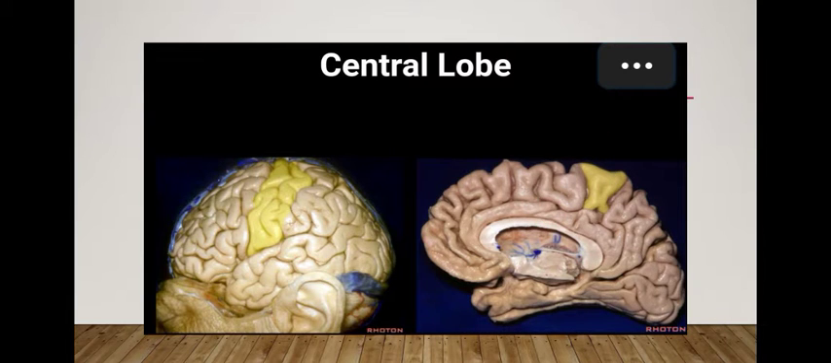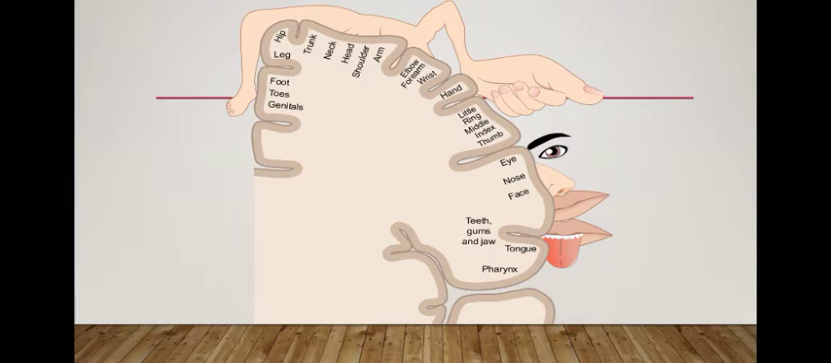So what's the significance of the precentral gyrus and the postcentral gyrus? The precentral gyrus is your primary motor area, and the postcentral gyrus is your primary somatosensory area. The primary motor area controls all the functions of your body. This is from where the giant pyramidal cells of Betz give rise to the corticospinal tracts.